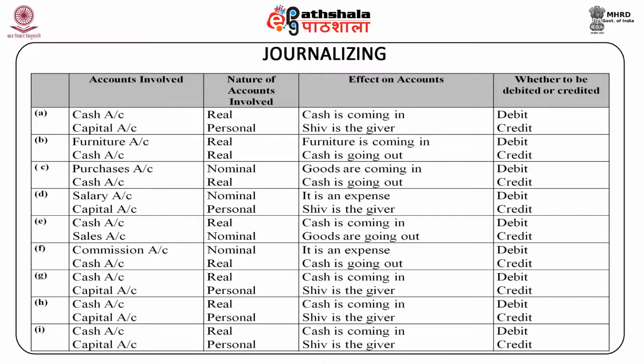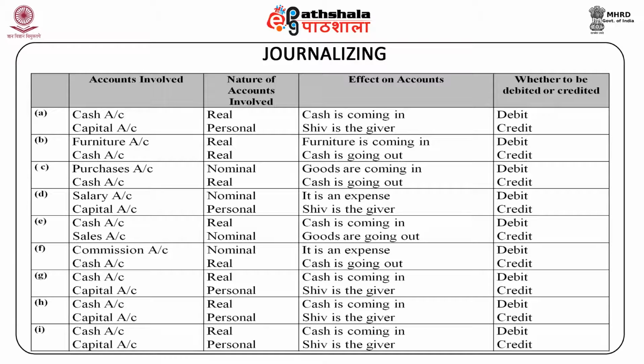E. Sold goods for cash. In this case, cash and sales accounts are involved, out of which cash is a real account and sales is a nominal account. So cash is coming in through sales, so it is recorded as a debit, and goods are going out, so it will be credited.